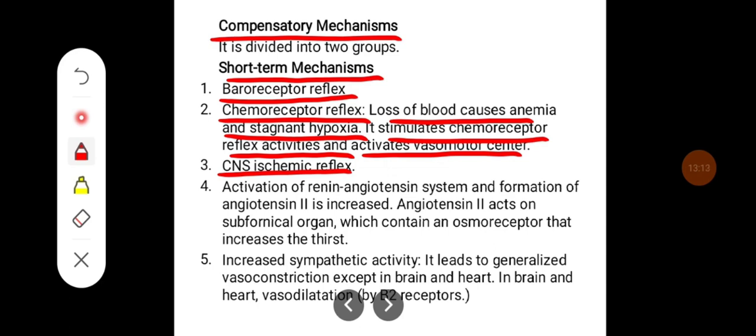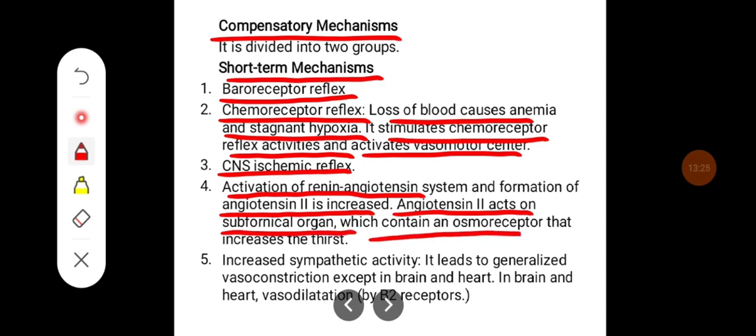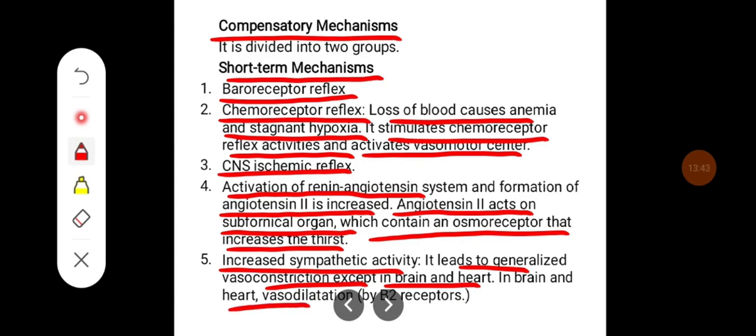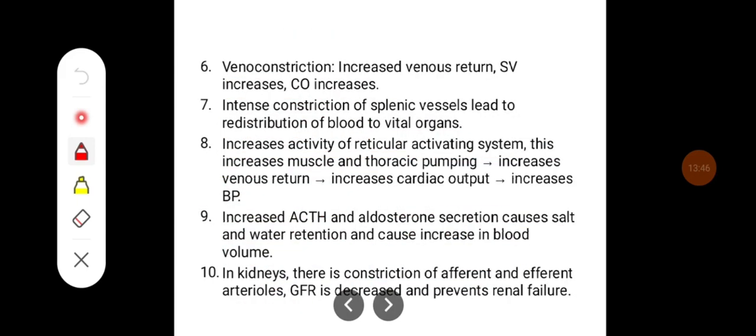Then there can be activation of the renin-angiotensin system and increased formation of angiotensin II. Angiotensin II acts on the subfornical organ, which contains an osmoreceptor, and increases thirst. Increased sympathetic activity leads to generalized vasoconstriction except in the brain and heart. In the brain and heart there is vasodilatation because of the presence of beta 2 receptors. Venoconstriction increases venous return, stroke volume increases, and cardiac output increases.